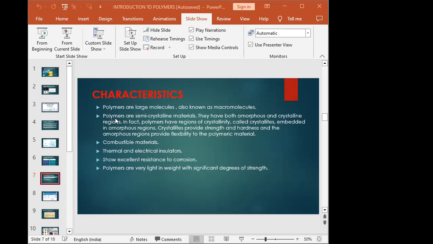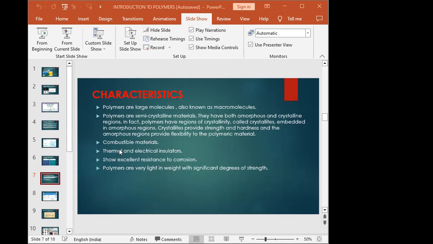Polymers are semi-crystalline material. In this slide, if you see the second point, I have written polymers are semi-crystalline material. That is, they have both amorphous region and crystalline region. In fact, polymers have regions of crystallinity called crystallites, which are embedded in the amorphous region. Crystallites provide strength and hardness to the polymer, whereas the amorphous region provides flexibility to the polymeric material.